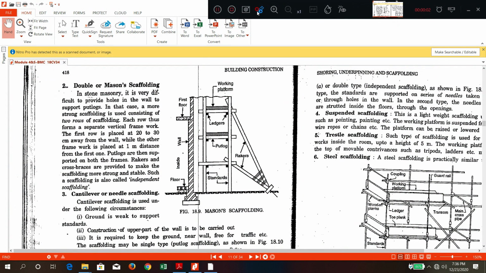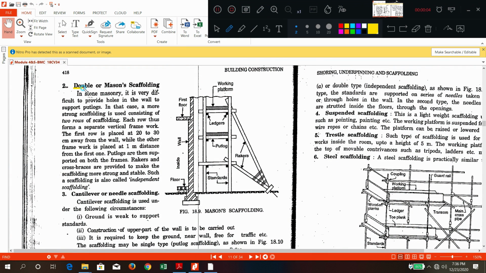Good morning once again. In the previous video, we started the discussion on double scaffolding or mason's scaffolding. So I think we have completed this portion. Here you can see two sets of standards. This diagram is more clear. Mason's scaffolding, here you can see.